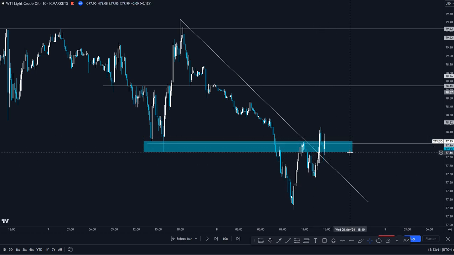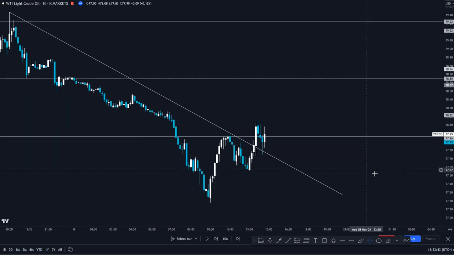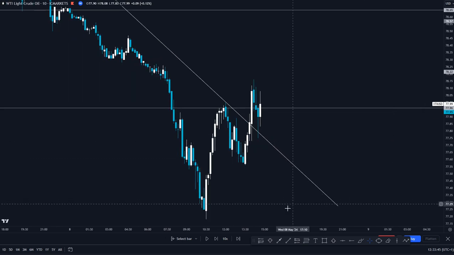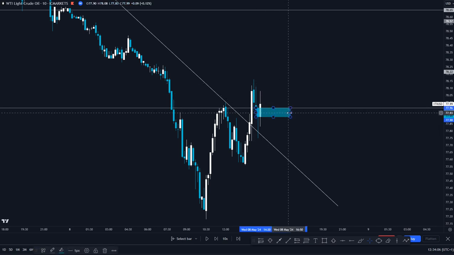Now, some people, when it comes to this, would potentially disagree and others would agree. So all it is, the body of my new candle engulfed the body of the previous candle. Okay, yes, there was a wick to the upside and there was a wick to the downside, but they were pretty even. If there's obviously a huge wick to the upside, that shows rejection, so I'm probably not going to look to enter the trade. But due to the fact that price did actually close with this body, I did enter the trade.